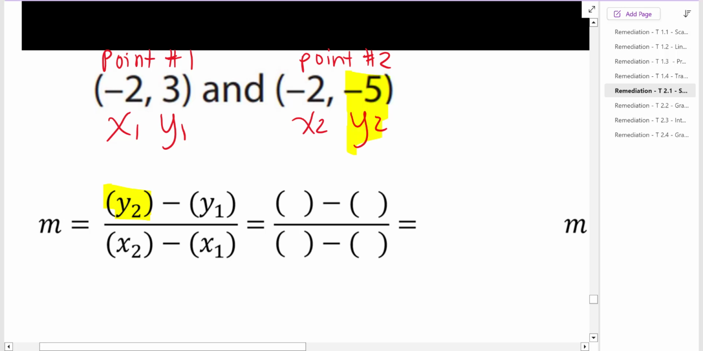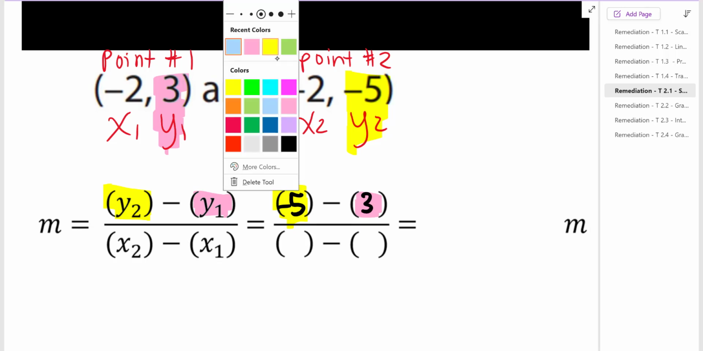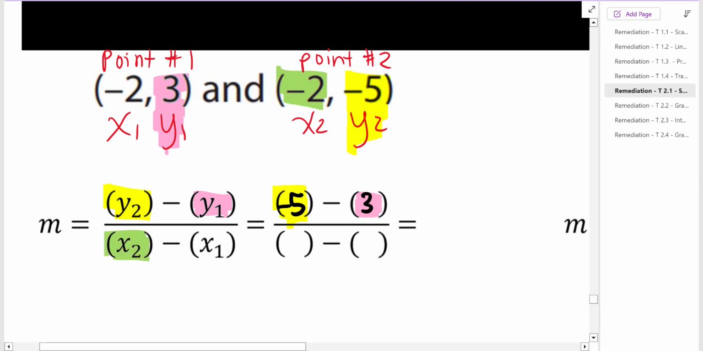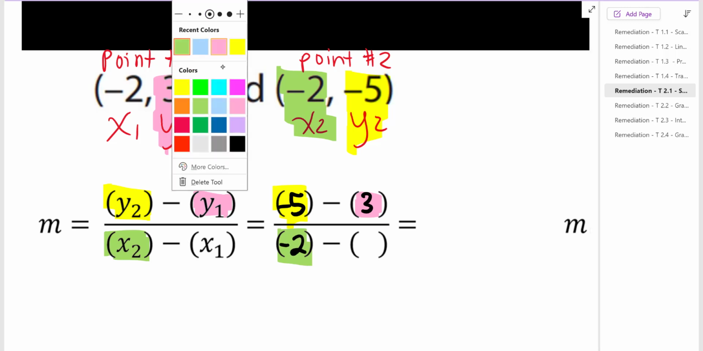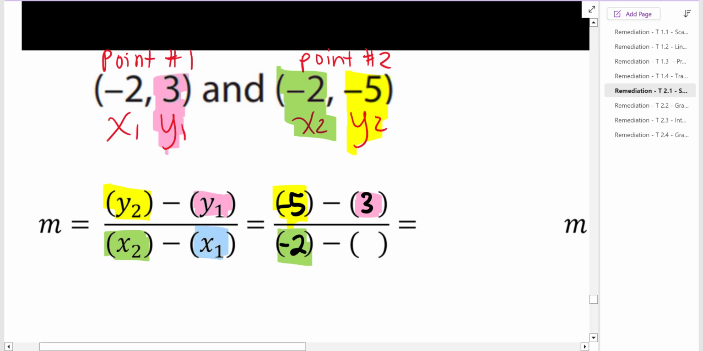Okay, so in the first example, y2 is -5. y1 is 3. x2 is -2. And then the last one, x1, is -2.